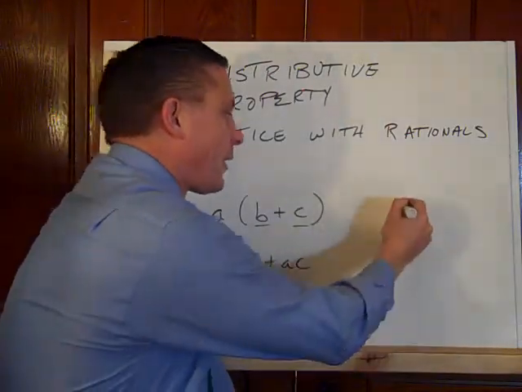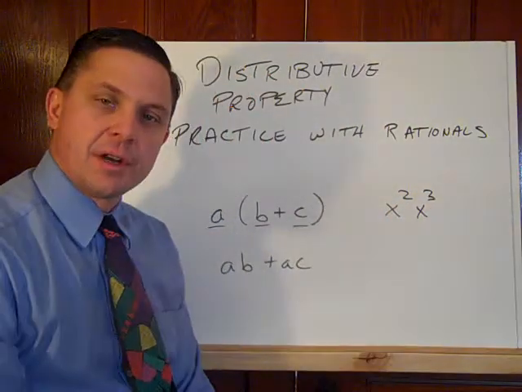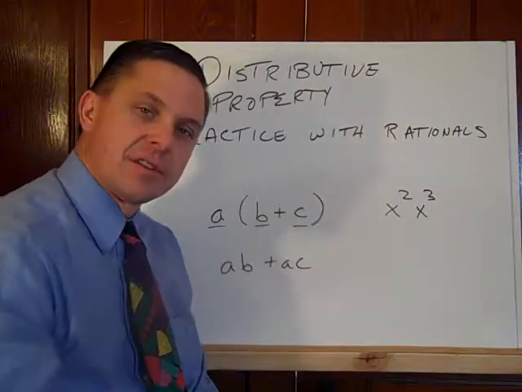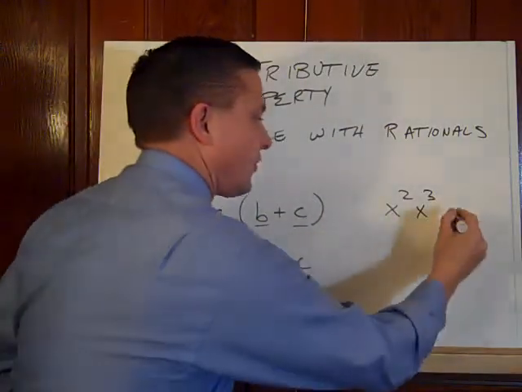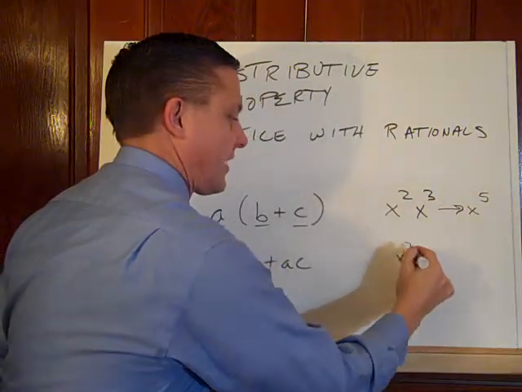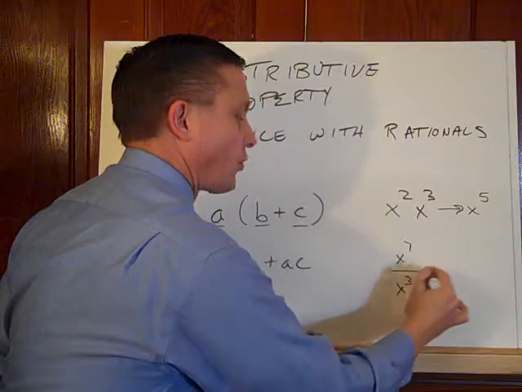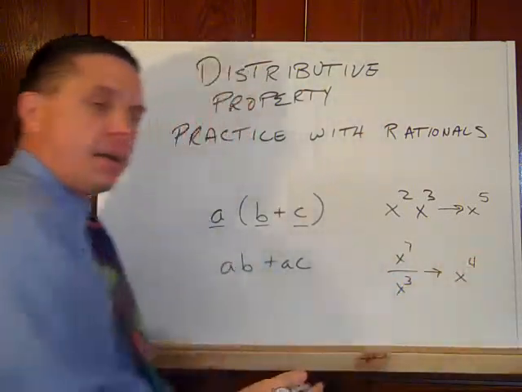Before we go on, I want to make sure we all understand that x squared times x cubed is xx times xxx. So there are 5 x's. This is equivalent to x^5. Likewise, x^7 over x^3, use the quotient rule: 7 minus 3 is x^4.